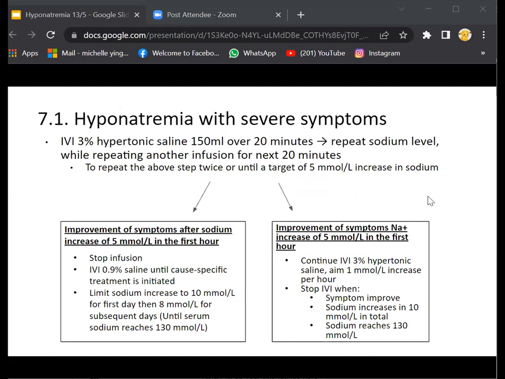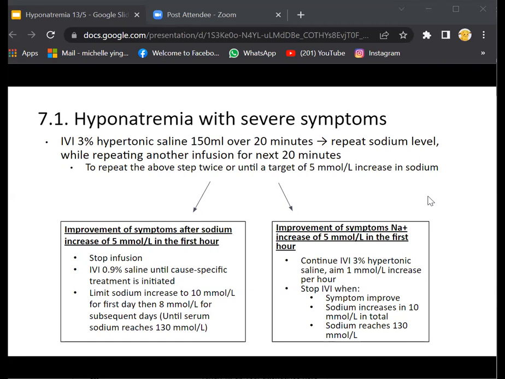So for hyponatremia with severe symptoms, based on the guideline we used, it's mainly IVI 3% hypertonic saline, 150 ml over 20 minutes. Then you repeat the sodium level while repeating another infusion for the next 20 minutes. You may repeat the above steps twice or until the target of 5 millimole per liter increase in sodium is seen. If there is an improvement of symptoms after a sodium increase of 5, you can stop the infusion and give IVI 0.9% saline until cause-specific treatment is initiated.